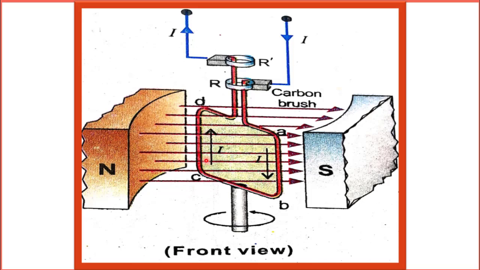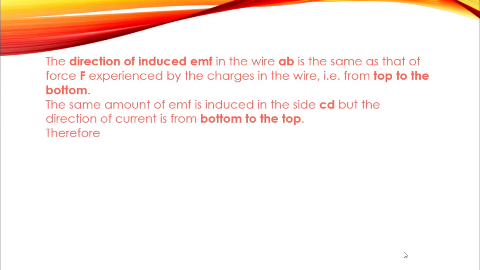This side CD is also present in this magnetic field. It has the same length as the side AB. According to the right-hand rule, the charges present in this side of the conductor would experience an upward directed force, and they would start moving from end C towards end D, which means from bottom to the top. The magnitude of induced EMF in the side CD is also vBL sin theta, but here the charges are moving from the bottom to the top.